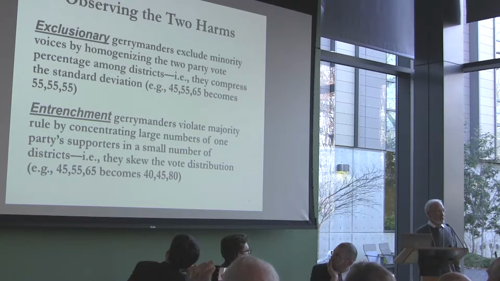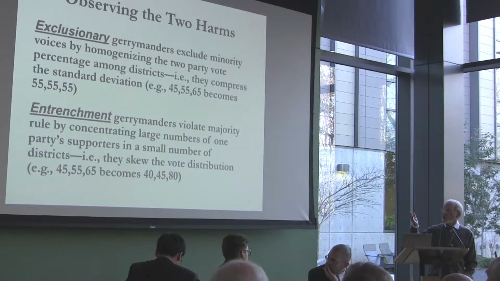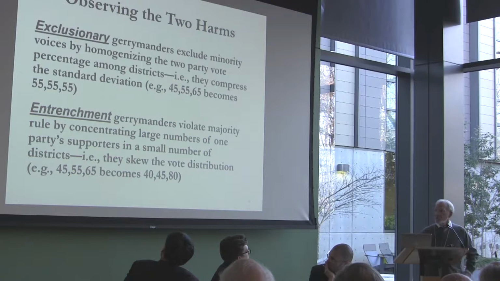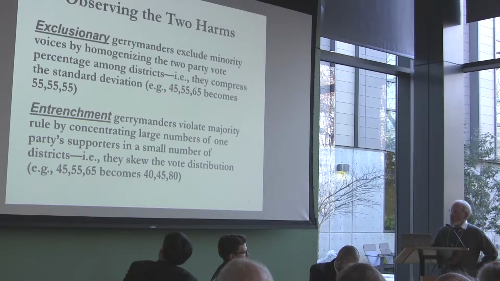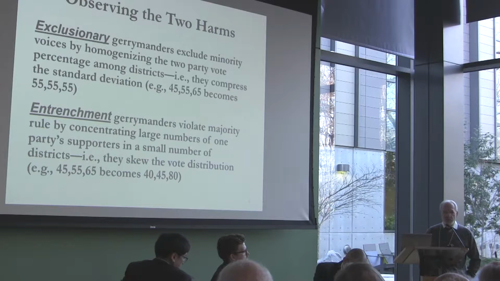So, how do we observe these things if we're commissioners or legislatures or courts? Exclusionary gerrymanders necessarily require that you homogenize the vote percentages across the districts. You take a 45, 55, 65, 3-seat district, and you turn it into 55, 55, 55, and you exclude any minority voices. Entrenchment gerrymanders happen through a different mechanism, and that's, as I said earlier, by skewing the votes, and they violate majority rule because you concentrate large numbers of one party's supporters in a small number of districts. So you go from 45, 55, 65, same fairness you started with, but you turn that majority, the group that has 55 and 65 in a fairly drawn scheme, into a 40, 45, 80, and with 55% of the vote, you get one of three seats. That's an entrenchment form of gerrymandering.